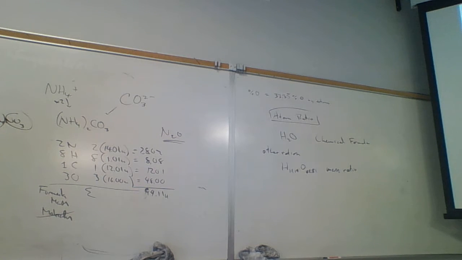And then we can calculate the percent. If I want the percent nitrogen, how would I set up the calculation? Percent nitrogen would be by mass. By atom, it would be, what is the percent nitrogen by atom? It'd be 2 atoms of nitrogen over how many total atoms?